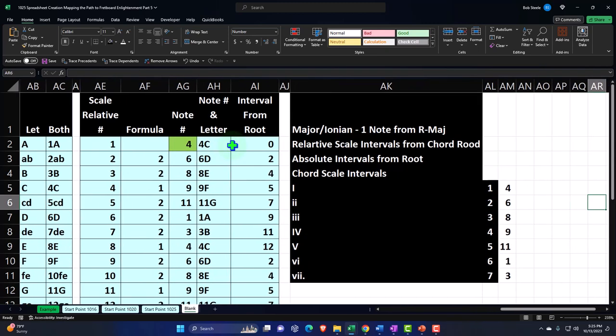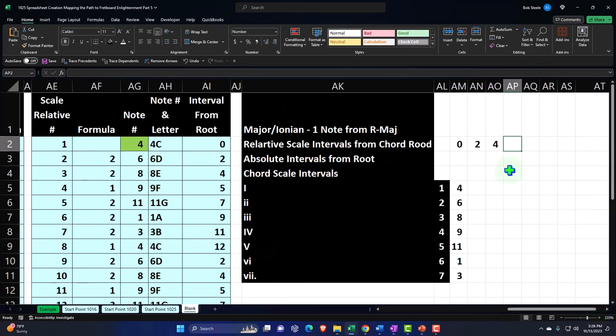So I could think of that in terms of the intervals. I could say, all right, if I look up here, it's going to go 0 intervals for the first one. Actually, I'm going to put that over here. 0 intervals for the 4 or C, and then it's going to go up 2, and the next one goes up another 2 intervals, which will be 4, and then another 2 intervals to 6. So I can see the pattern here, and I'm going to pull this out till I get to 12. So that's why this is going to be the relative scale intervals from the chord root.